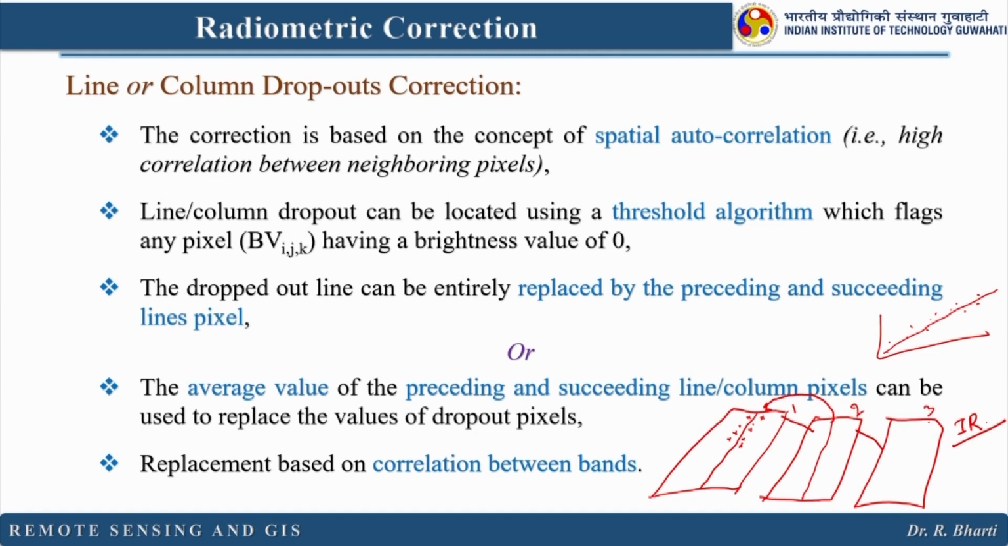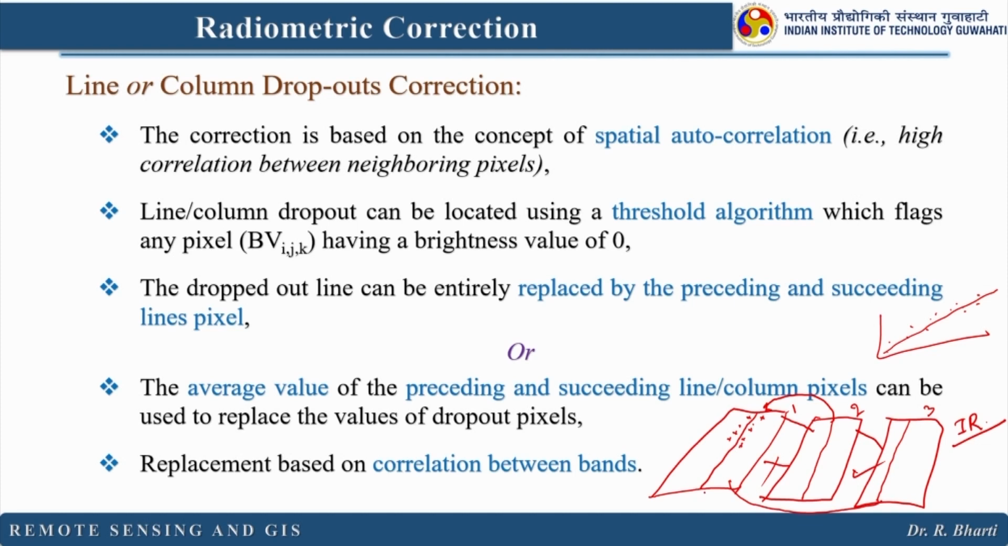Now, in another example, suppose between these two bands the correlation is very bad, but between this and this the correlation is very good. Then I will use this particular pixel value to replace this 0 which is here, right.